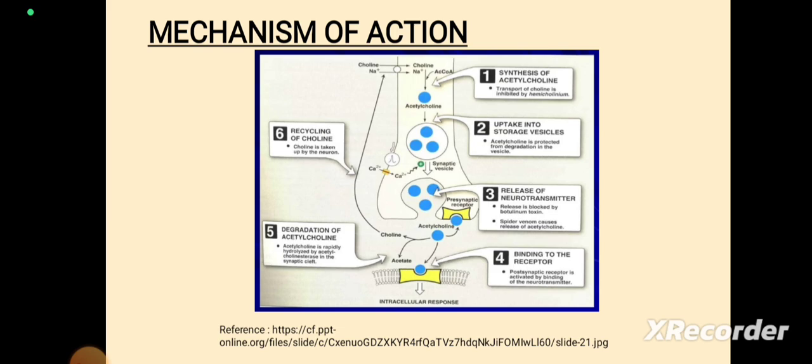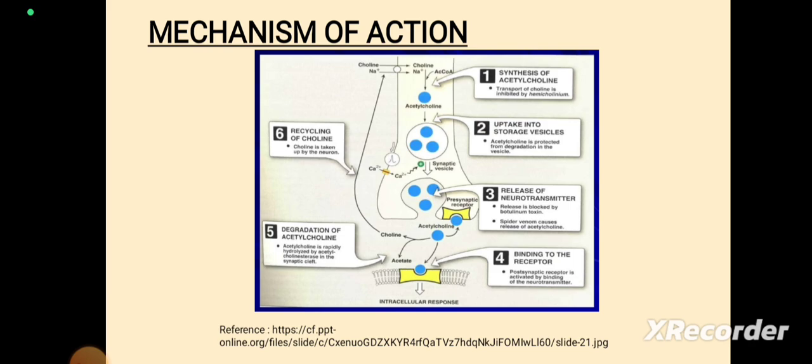Fourth step is binding to the receptor. The postsynaptic receptor is activated by binding of the neurotransmitter. Now we have two types of nerves. First is presynaptic, second is postsynaptic. So postsynaptic is activated when the blue colored ball of acetylcholine is bound with the receptor. The fifth point is degradation of acetylcholine.